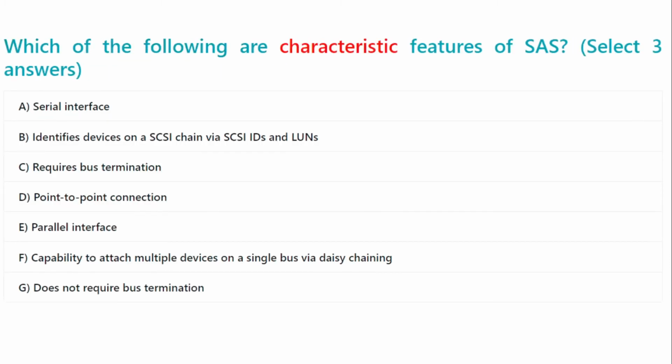Which of the following are characteristic features of SAS? Select three answers. A. Serial interface. B. Identifies devices on a SCSI chain via SCSI IDs and LUNs. C. Requires bus termination. D. Point-to-point connection. E. Parallel interface. F. Capability to attach multiple devices on a single bus via daisy chaining. G. Does not require bus termination.